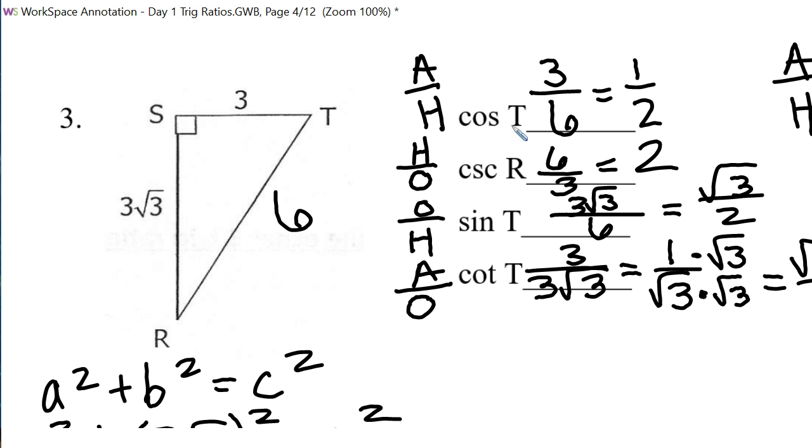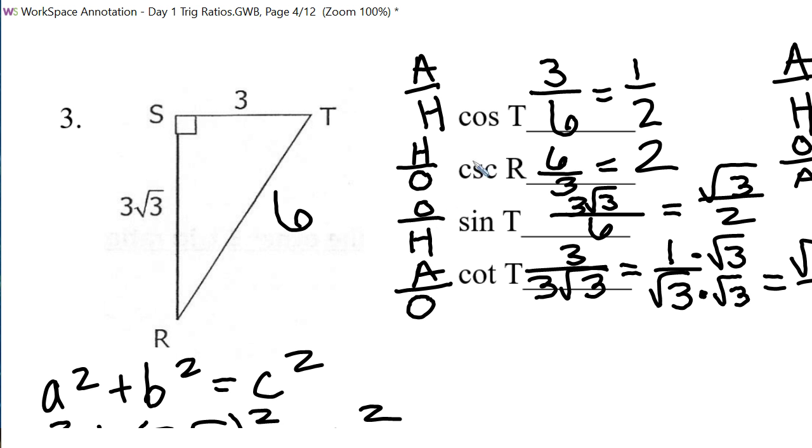Tangent. How do you find tangent? Opposite over adjacent. And what's the opposite side for angle T? 3 square root of 3. And what's the adjacent side? 3. And when I simplify that, what would it be? Square root of 3 is right.